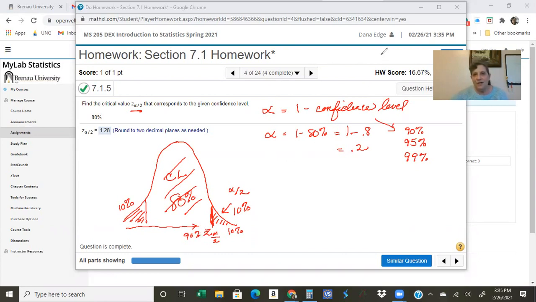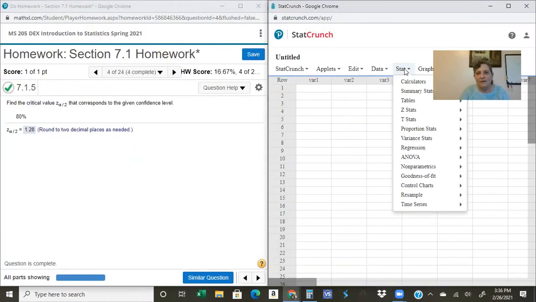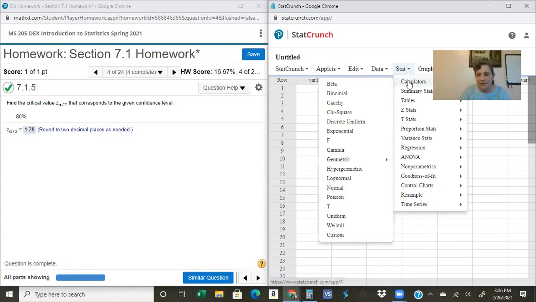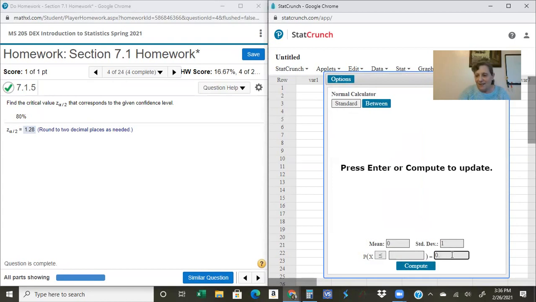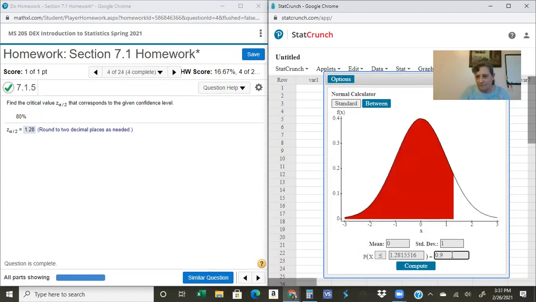However, if we're using StatCrunch, to use StatCrunch for this, we want to go with Stat, Calculator, Normal, and we want to find the z value. So we're going to leave the mean at 0 and the standard deviation at 1. We need to find the z value, which is the cutoff for 90%. And that is going to be 1.28. And you'll notice that's the same answer they've got over here.